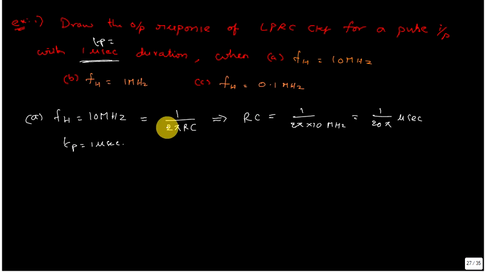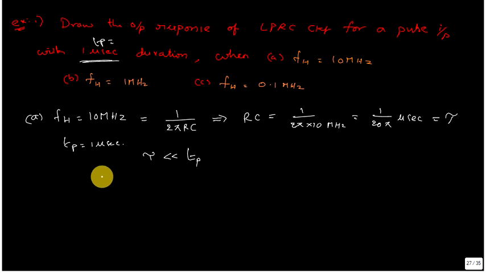So compare these two values. First step is you must compare the relation between tau and Tp. Tau means RC. 1 by 20 pi is very small compared to 1. So tau is very small compared to Tp. That means the capacitor reaches the final voltage. Whatever voltage you apply, the capacitor will take that voltage at the end of Tp.